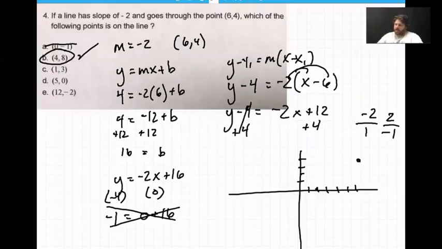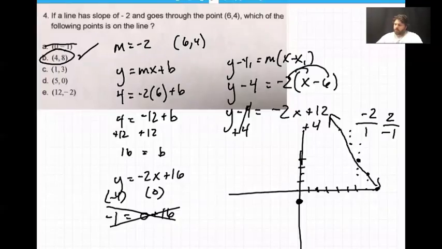So what I'm saying is I want to go to the left because I want to find out where this point is here. And I know that -2 means that I should rise either -2 and run 1, or rise 2 and run -1. Either way works, but this gives me the line here. So I can look at this. (0, -1) is down here. Okay, that's not on the line.